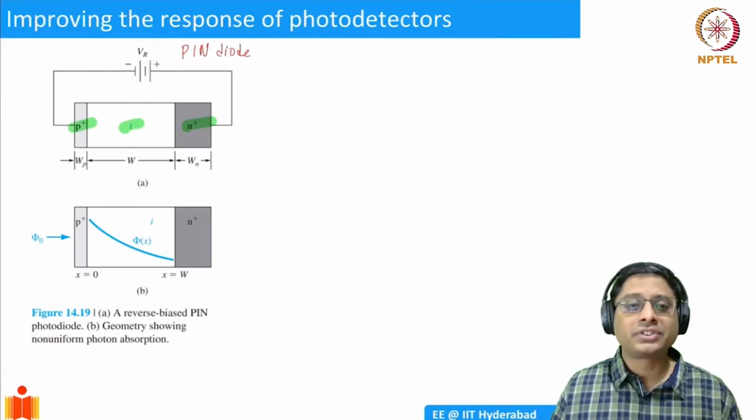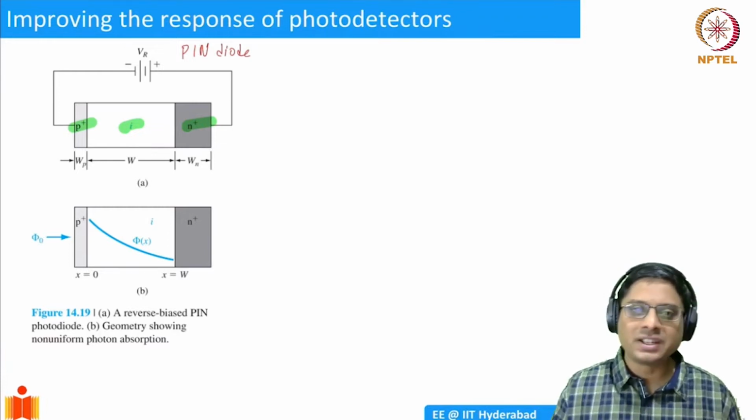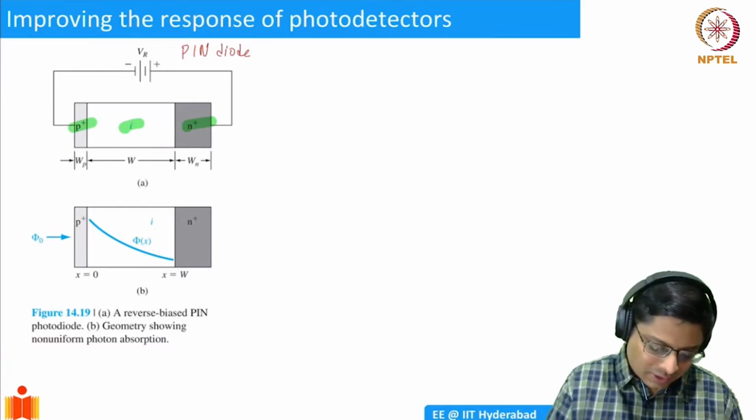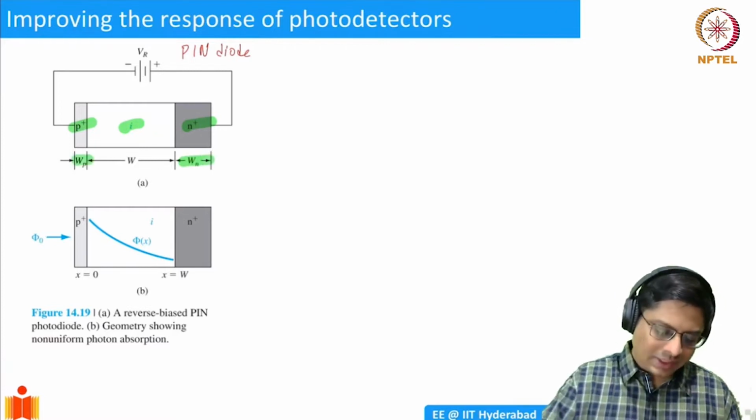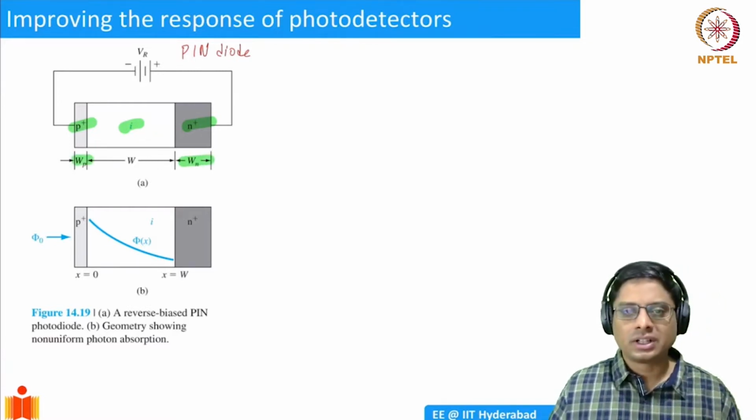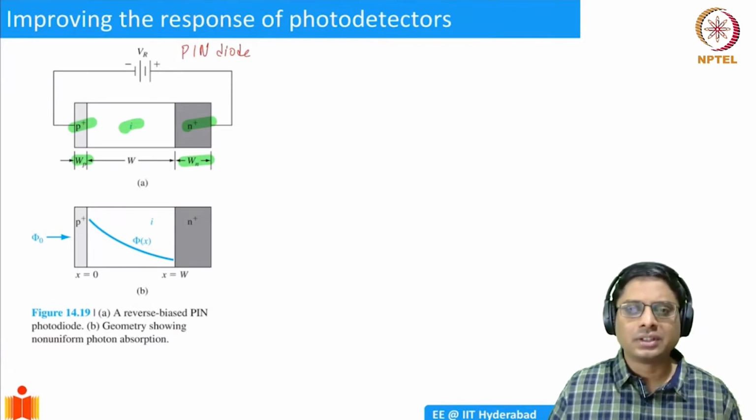What is the advantage of this structure vis-a-vis the simple PN junction? Well, we'll see that. So the widths are this much. These are the standard numbers. So let's say you have a PIN junction and you apply some reverse bias. What would be the field in this system?